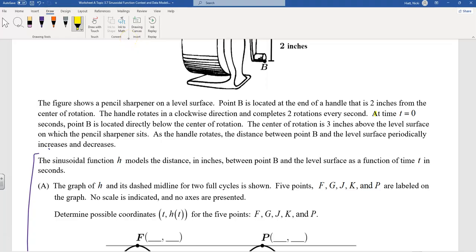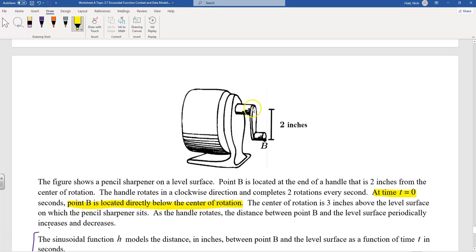So at time t equals 0, point B is located directly below the center of rotation. So is our point going to begin at a minimum, midline, or maximum? If point B is directly below center of rotation, that's the lowest point that point B is ever going to get, right? Whenever it's at the bottom, right? And then it'll go midline, top, midline, bottom, midline, top, midline, bottom, right?